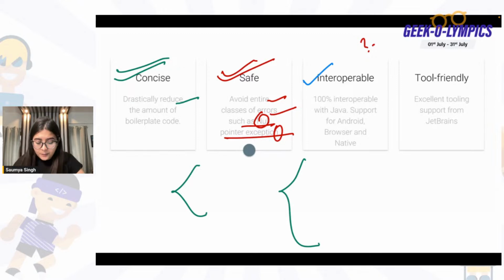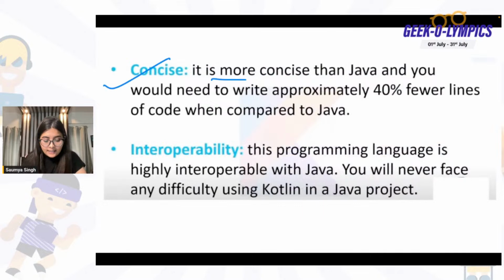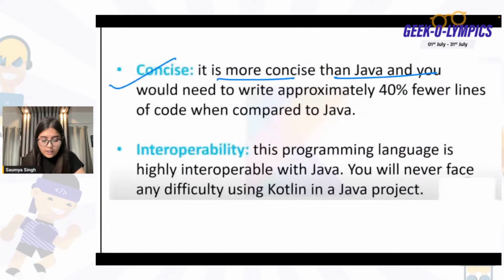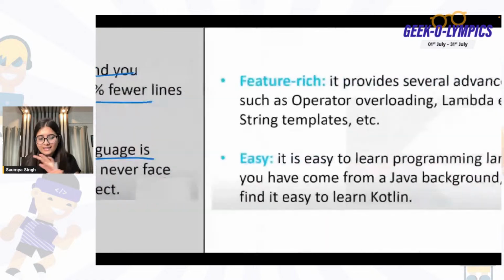And it is interoperable as well, 100% compatible with Java. It supports Android, browser as well as native, and it is tool friendly as well. It has excellent tooling support from JetBrains. So how is it concise? Obviously more than Java. You would need to write approximately 40% fewer lines of code compared to Java, and this is much simpler as compared to Java.